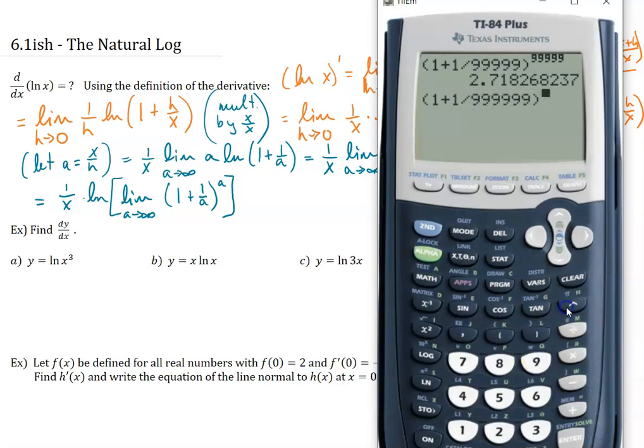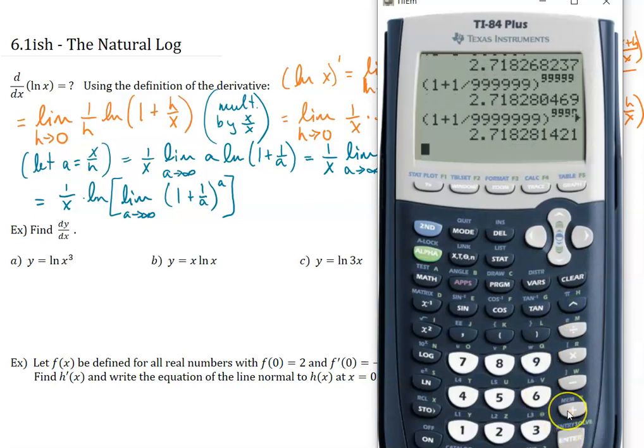999,999 raised to the 6 of those again. And maybe this is starting to look a little familiar. Let's do one more. 1 plus 1 over 9,999,999. Let me double check, is that 7 of those? Yeah, okay. Raised to the 7 of those.